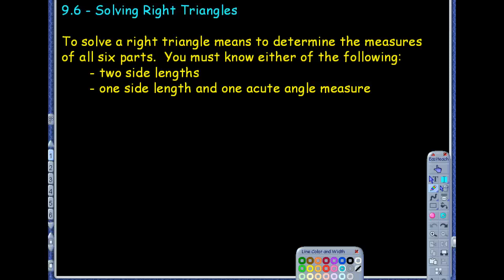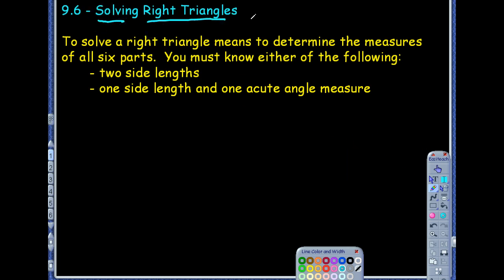All right, so section 9.6, we are continuing this idea of dealing with right triangles. That's been our whole focus. This is actually the last section that we'll be covering in chapter 9. Notice the title. It says we are solving right triangles.